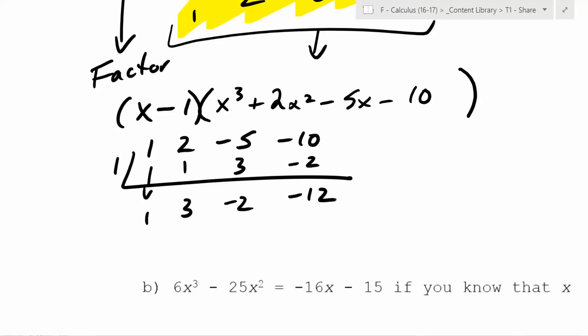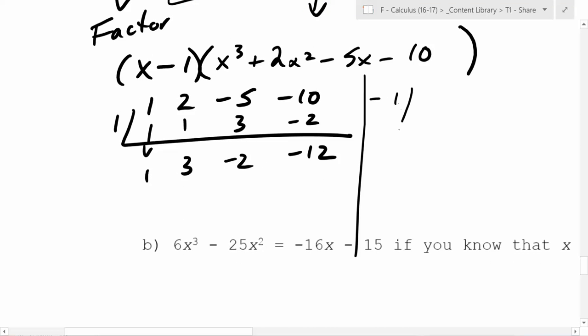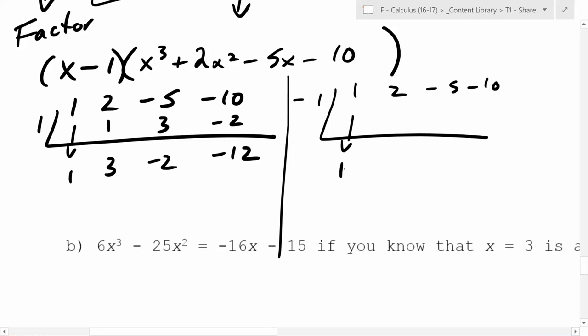Okay, so 1 doesn't work. We could test -1, right? Let's test -1. What's that going to be? 1, 2, -5, -10. Who wants to tell me the numbers? Drop the 1, and then what are the rest? Arvin, go. -1. Yep. So 1 times -1 is -1. And then -6.